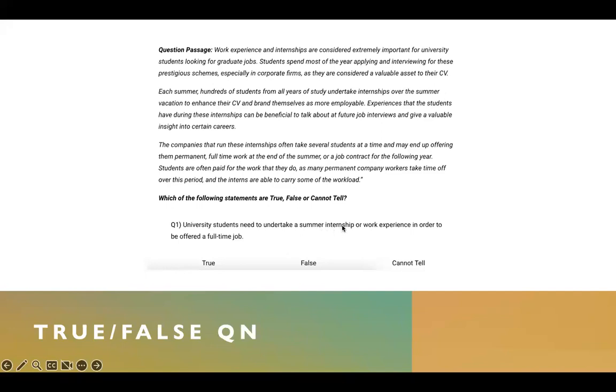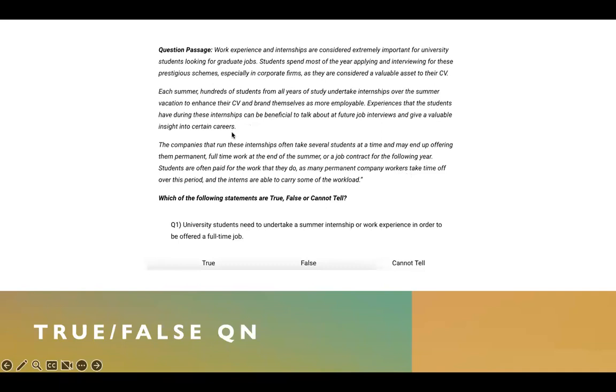So if I try and look for summer internship somewhere. It says here, internships can be beneficial to talk about at future job interviews. So it says it can be, but at the same time, it also gives you the option of it's not necessary. If there was a word like it's crucial to be able to talk about at future job interviews, that would make my decision more of a true rather than a cannot tell. Let me see if I can find any other things. Yeah, other than that, I can't really see anything.